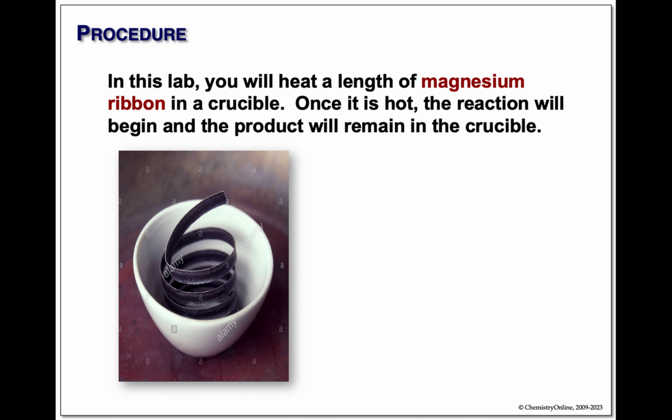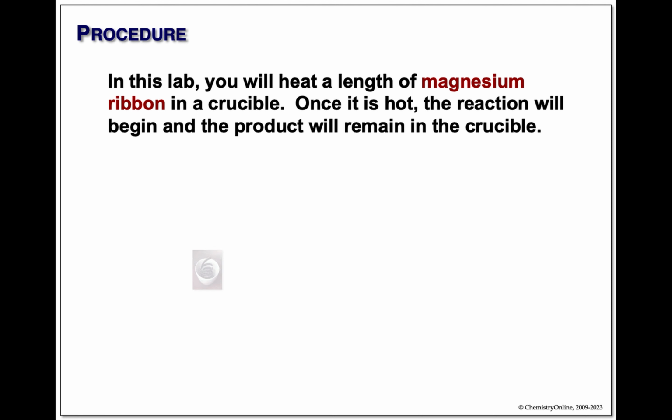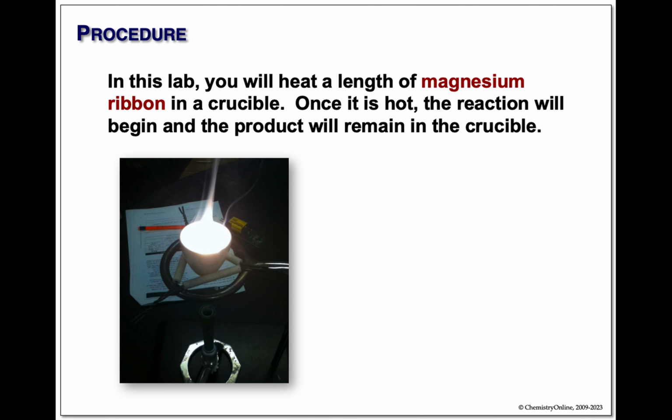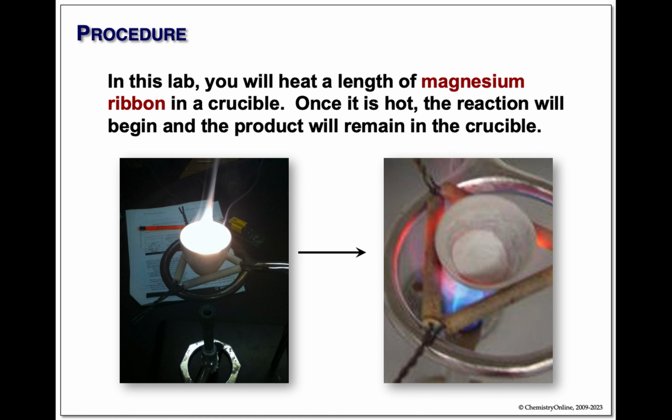You will put this on a ring stand with a clay triangle, and you will start heating the heck out of it. When you do, the magnesium will light on fire. Again, be very, very careful because this is extremely hot. And as the reaction proceeds, it gets even hotter. You're heating this whole assembly up to red heat. So, got to really be careful with this one, guys.